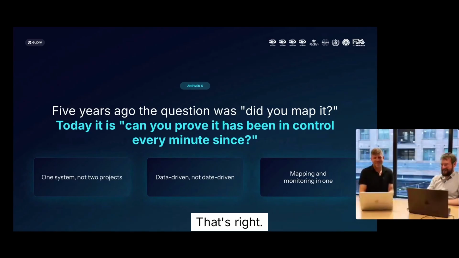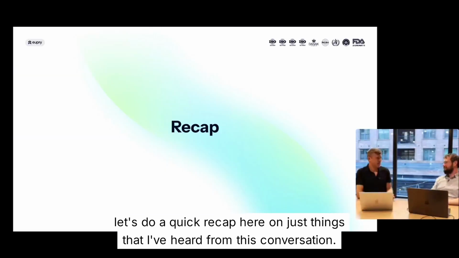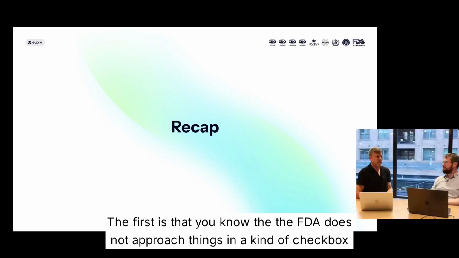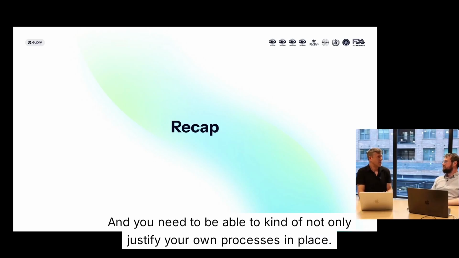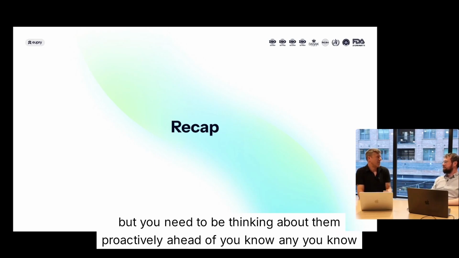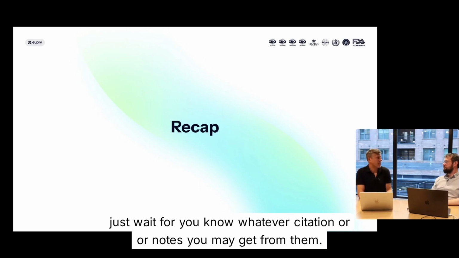That's right. Let's do a quick recap here on things that I've heard from this conversation. The first is that the FDA does not approach things in a checkbox, checklist, did-you-meet-requirements fashion anymore. You need to be able to not only justify your own processes in place, but you need to be thinking about them proactively ahead of any interaction you may have with the FDA. It's too late to just wait for whatever citation or notes you may get from them.